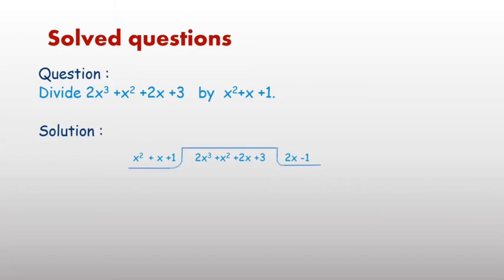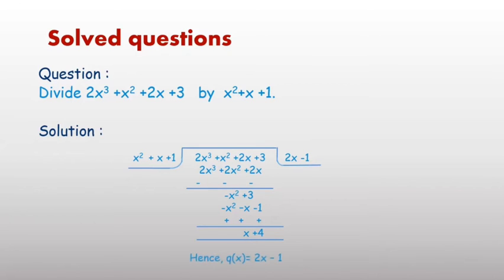This question is for revision. In class 8 and class 9 you have covered division of polynomials. Divisor: x square plus x plus 1. Dividend we can write as 2x cube plus x square plus 2x plus 3. Then step first, how many times? 2x times. And step by step we follow. And after solving, quotient is 2x minus 1 and remainder is x plus 4.